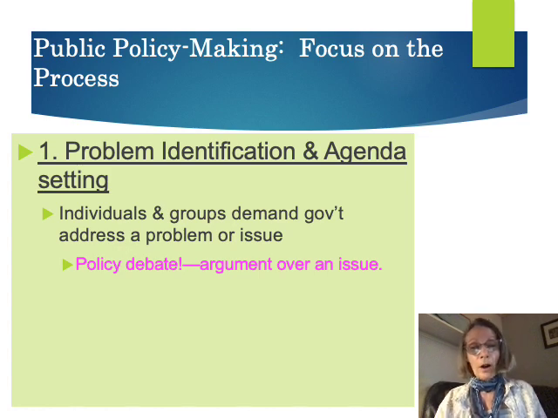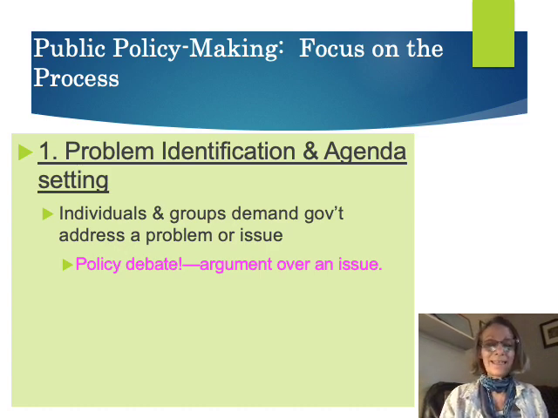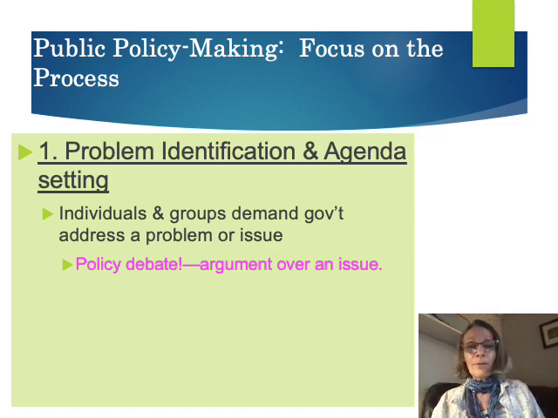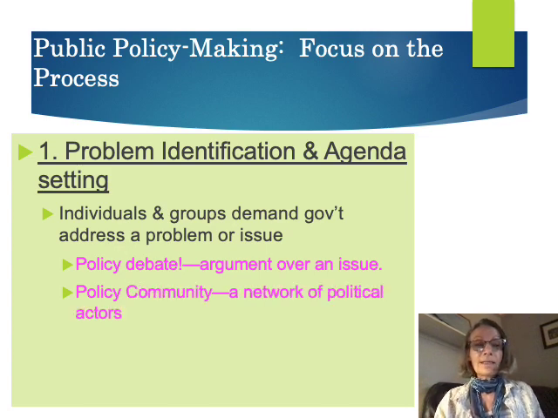There's basically an argument over an issue, and the issue that is focused on is: is this a problem? Like, is this a problem that government should do something about? And that policy debate often takes place within what's known as a policy community. So a policy community is a network of actors: lawmakers, activists, interest groups, maybe even bureaucrats as well.